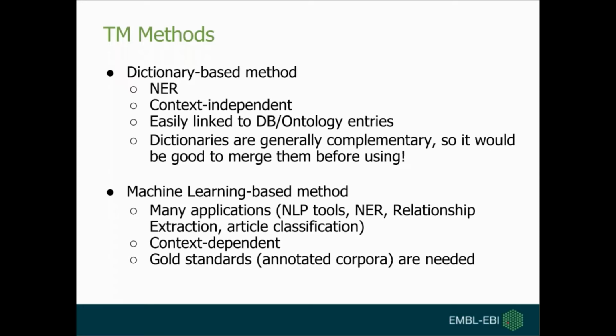This method can be applied to various text mining tasks such as named entity recognition, relationship extraction, article classification, as well as developing natural language processing tools, for example, a POS tagger. It involves training a learning algorithm on a gold standard dataset, and therefore it's a context-dependent approach.